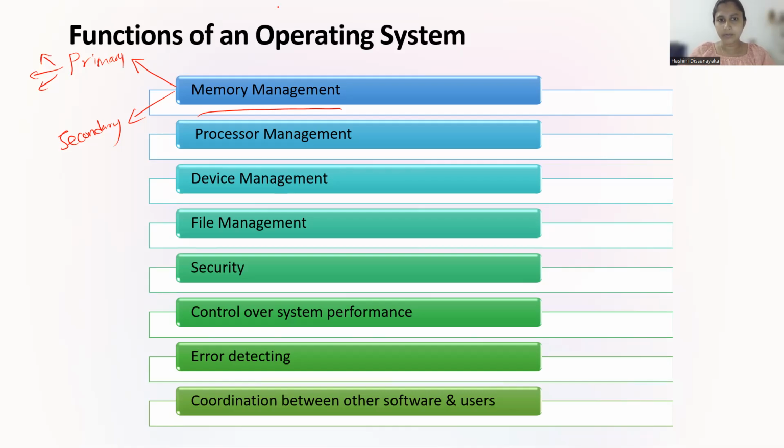Fundamental memory: ROM, RAM, and cache. ROM is read-only memory. Under the primary memory, we can find RAM, cache memory, and ROM.